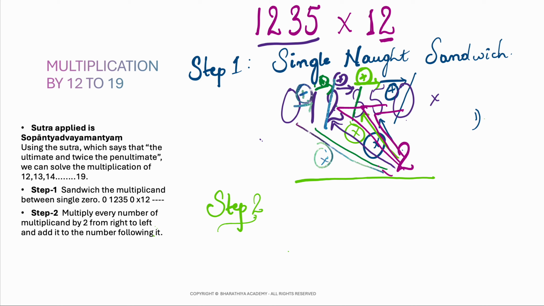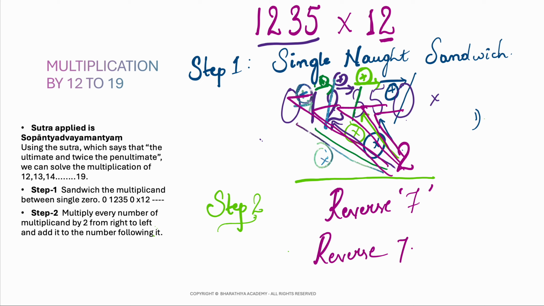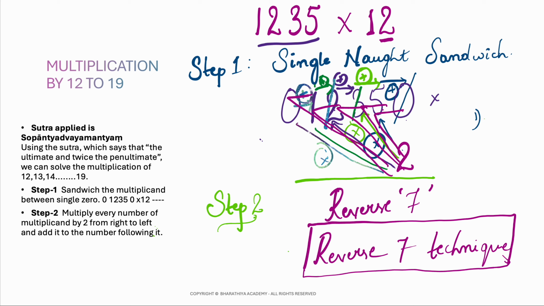Okay. So do you see the figure something like you already saw? Is it not looking like a reverse 7, right? So we just drew that, right? So this method in a way is also called reverse 7 technique. Okay, reverse 7 technique or method. Fine. Basically, it is Sopante Dvayamantyam Sutra, but in general terminology, considering the pattern, the way it looks, we call it reverse 7 technique.